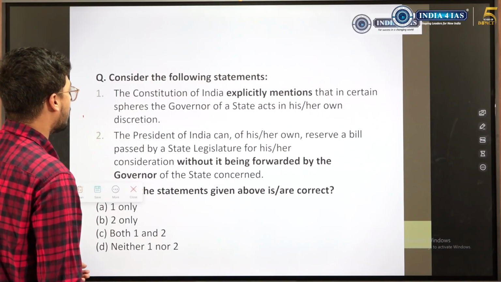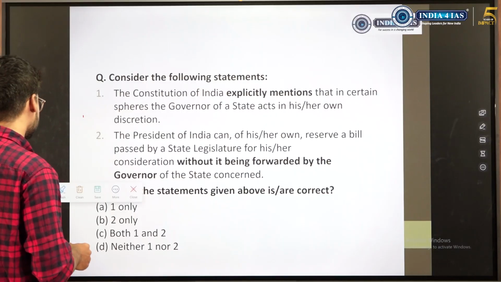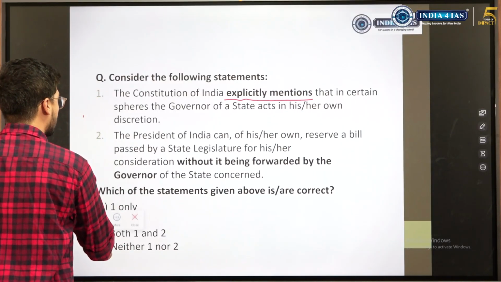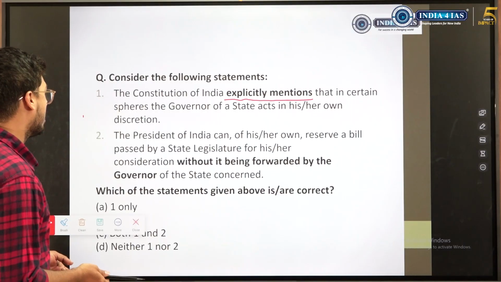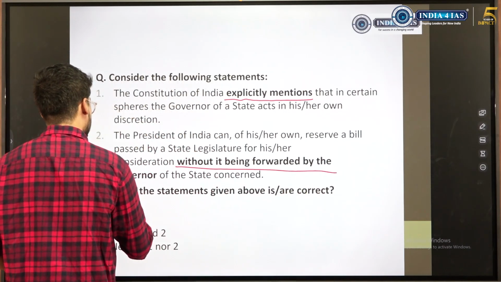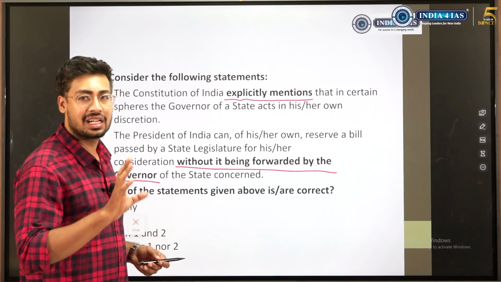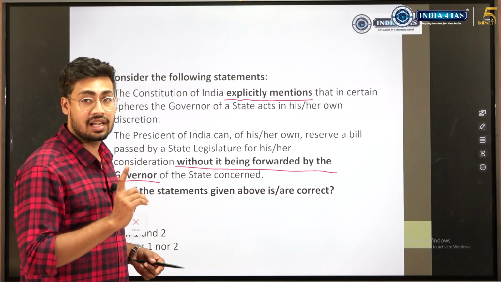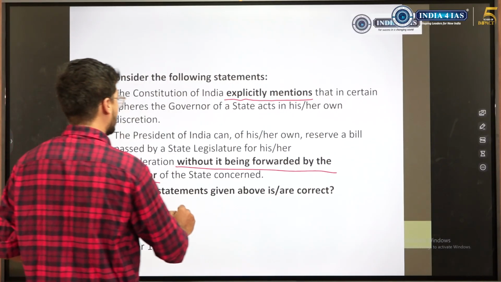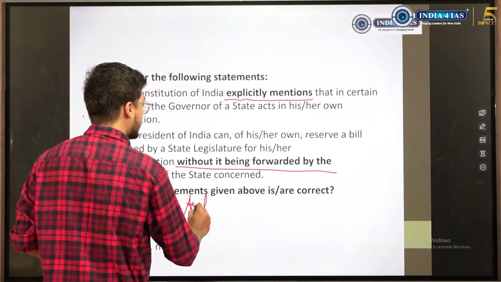Consider the following statements. The Constitution of India explicitly mentions that in certain spheres the governor of a state acts in his or her discretion. Explicitly mentions. Okay. The President of India can on his or her own reserve a bill passed by the state legislature for his or her consideration without it being forwarded by the governor. Without it being forwarded by the governor. When such a word "without" comes, we must be extra conscious, because traps are usually given here. Earlier, 3-4 years ago, if a trap was given, you would get it wrong. Now even if a trap is given, we must be extra conscious, because they are also making it correct. This has been seen for the last 2-3 years, from the 2023 pattern. So we will have to be very careful. The President can act upon the state legislature bill only when the governor reserves it. We have read this in Article 200.